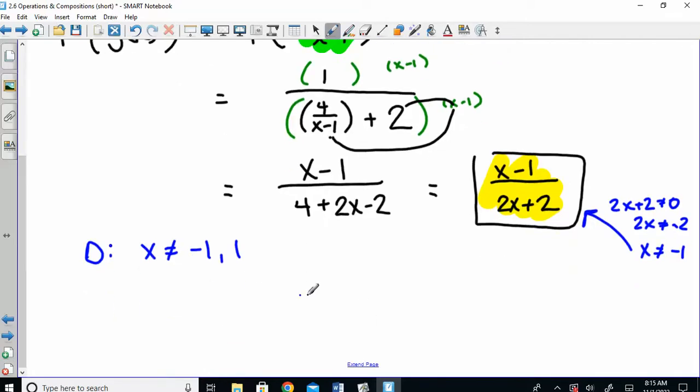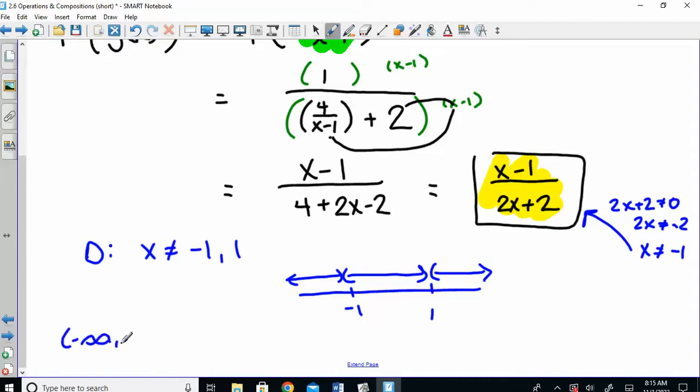If you were to write this in an interval, what it's saying is it's everything except those numbers. So it's everything smaller than negative 1, between negative 1 and 1, and bigger than 1. So the interval actually looks like negative infinity to negative 1, union negative 1 to 1, union 1 to infinity. But this is the one scenario where I am not going to require the interval. We can just list it. Questions on that one?